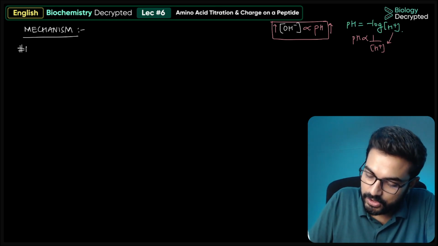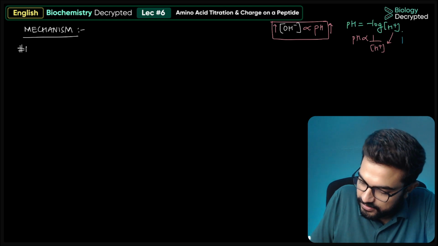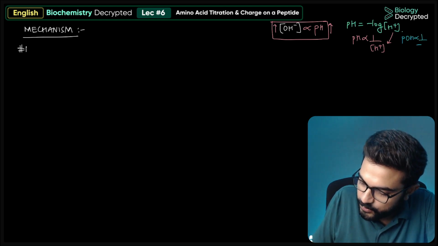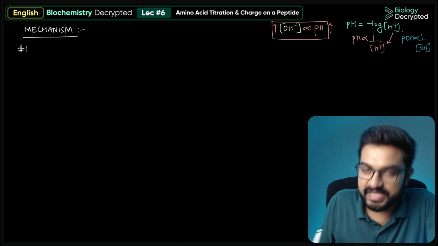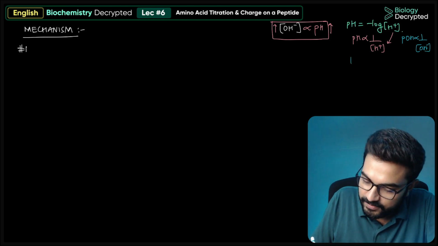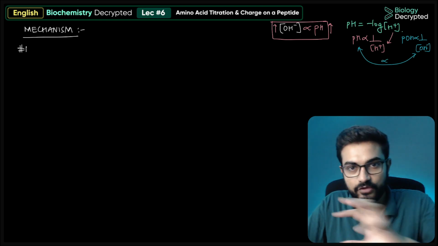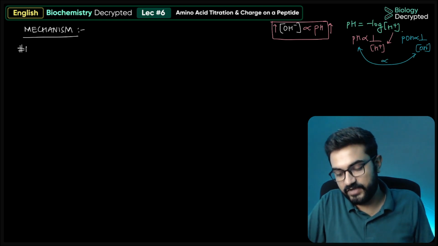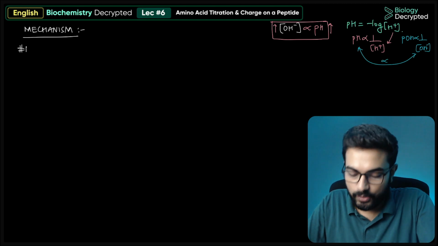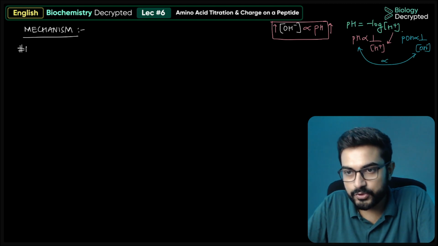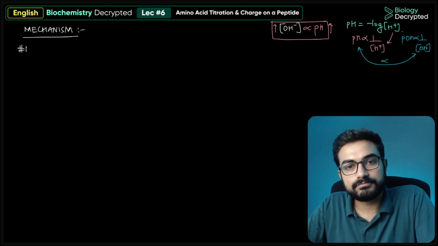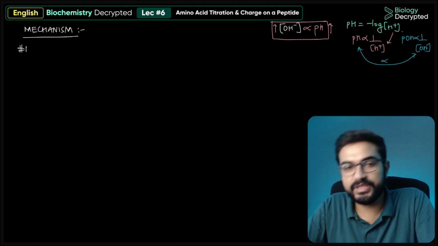In this way, pOH will be inversely proportional to OH minus ion concentration, but pH and OH minus ion concentration will be directly related. We can conclude that OH minus ion concentration is directly proportional to pH, and obviously inversely proportional to pOH.